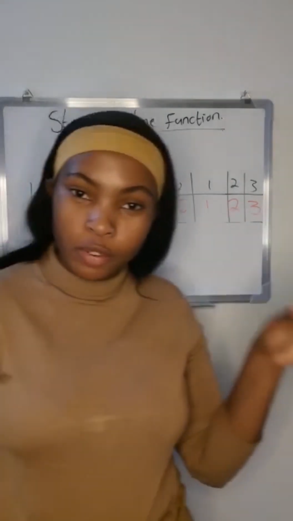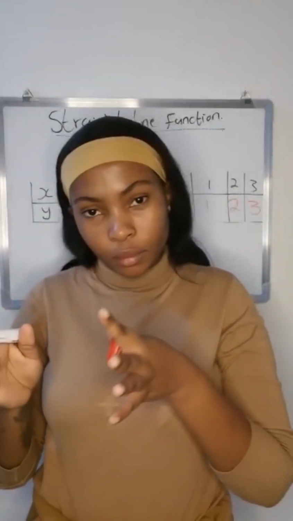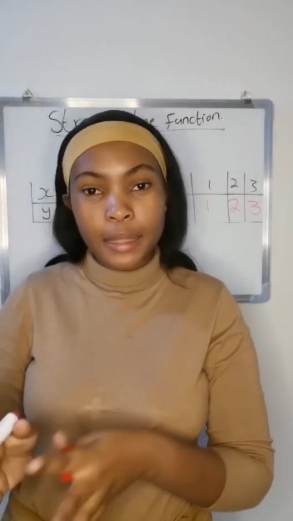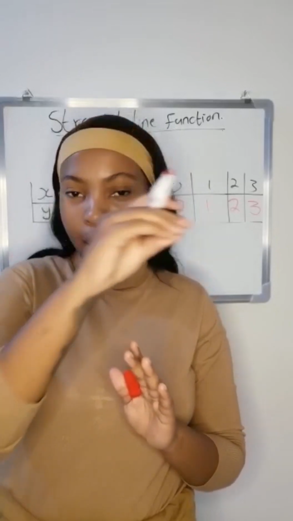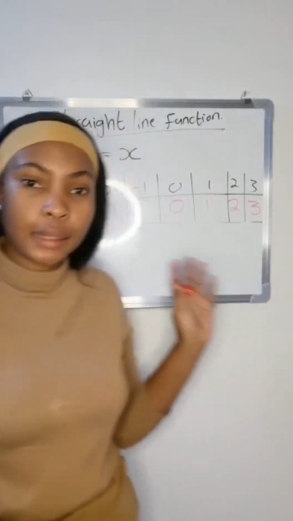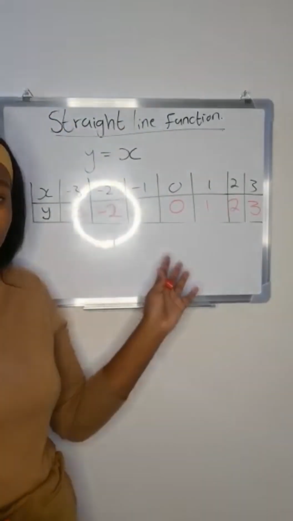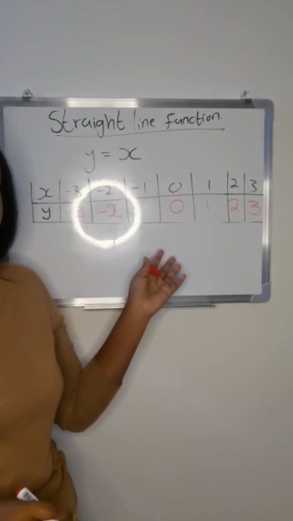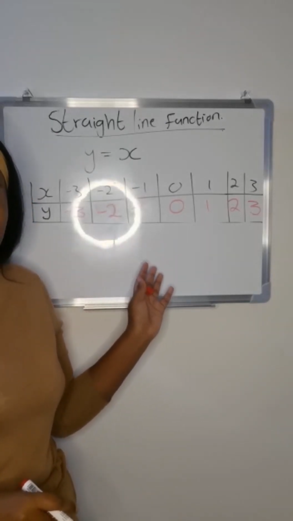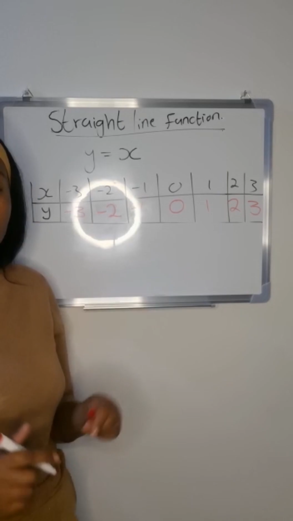Remember the definition of a function? The relationship between x and y, independent and dependent variables. We say that y depends on the x values. This is exactly what we have been doing here. Now we are going to use this table to sketch the function y is equal to x. Now let us sketch our graph.